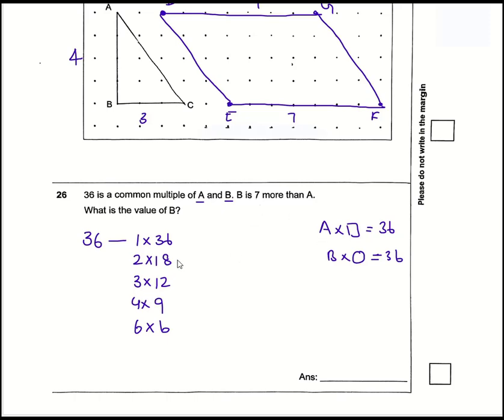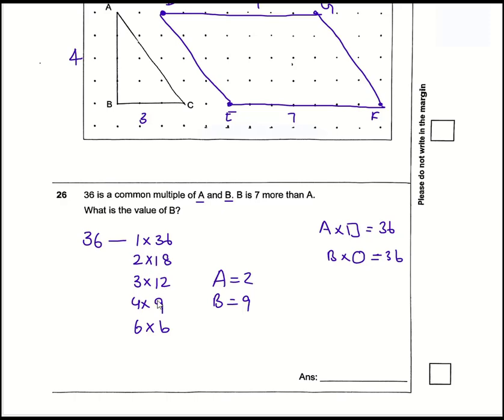Now look at it. 9 minus 2 is 7, isn't it? But the other numbers don't match here, like 18 minus 4, no, 18 minus 3, no. So 9 minus 2 will give you 7. So the two numbers A and B should be: A should be 2, B should be 9. And the reason B is 9 and not 2 is because B is 7 more than A, so the difference between these two should be 7.